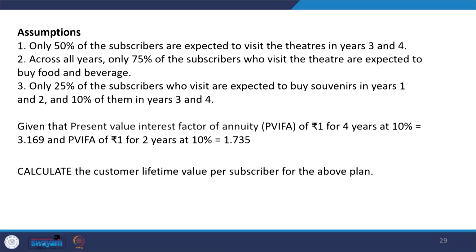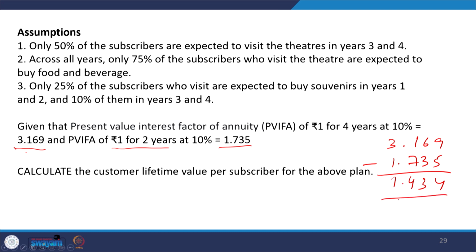So, if you take the present value interest factor of annuity for 4 years, it is coming to 3.169, and for the first 2 years it is coming to 1.735. So, obviously we can understand that for the third and fourth year it would be this minus this value. So, 3.169 minus 1.735. If we subtract, we get 1.434. So, now for the third and fourth year the PVIFA is 1.434, right.